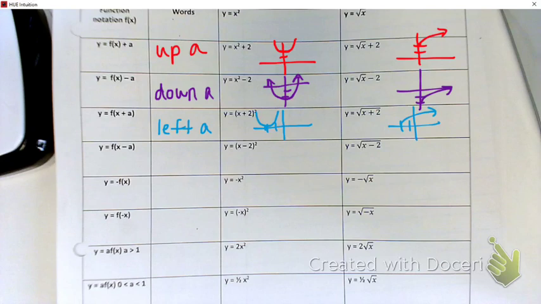What's the next one going to do? Alright, it's going to go right. So I'll go right 2, and I draw my parabola. I know it's a parabola because of the square. The next one I go right 2, and I'll draw the little sideways thing.